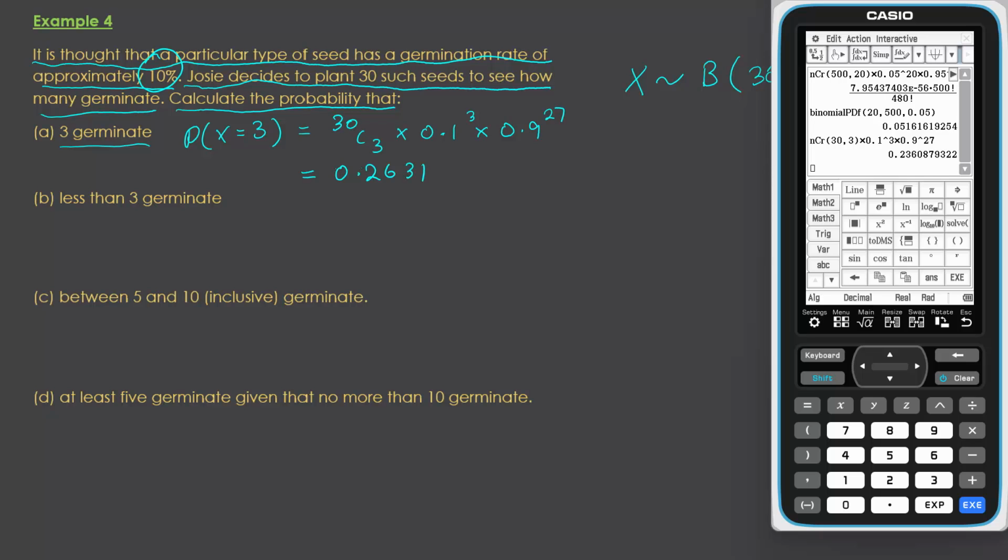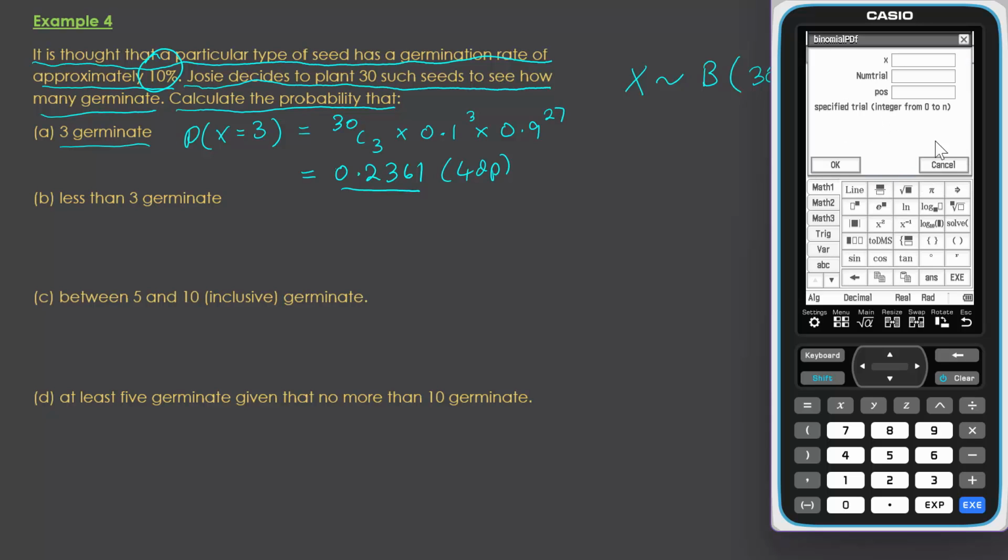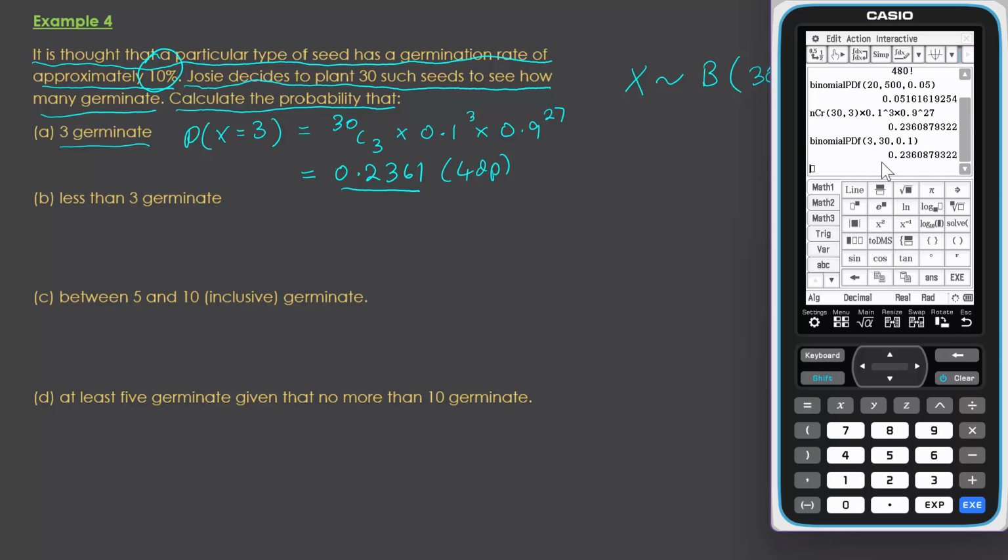Correct to 4 decimal places, which is what I often give probabilities to. And of course, we could have done that with the binomial PDF. So we go here, go discrete, binomial PDF, and we are looking for 3 successes from 30 trials with a probability of success of 0.1, and this should give us the same answer, and indeed you see it does.